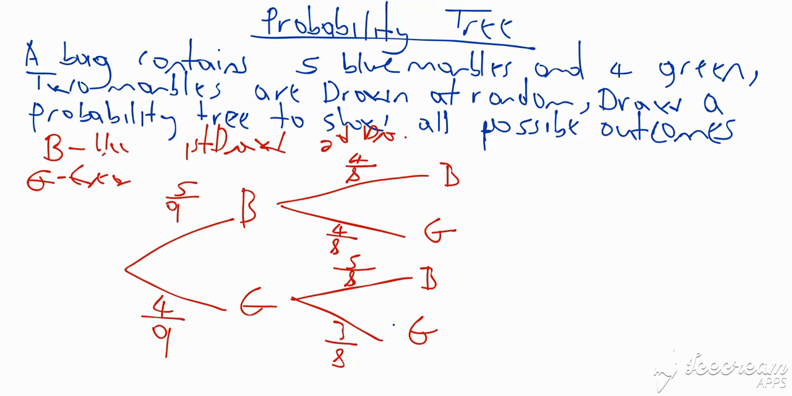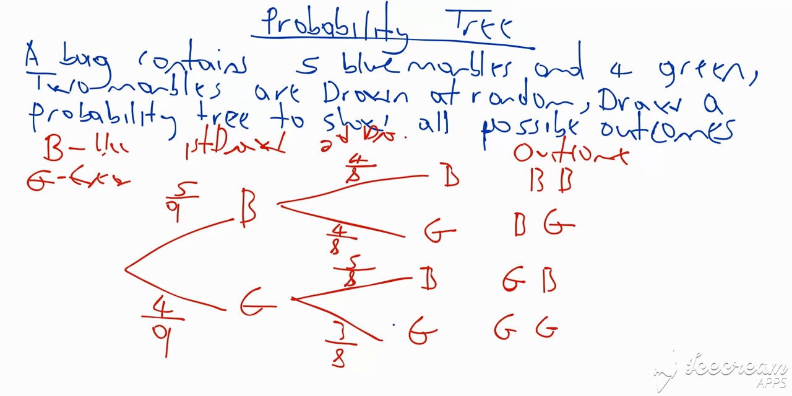We can now look at what we call our outcomes. So my outcome would be, we can get blue and blue if we follow the branches. So blue then blue. We can get blue then green. So if the first was green, we could get green then blue, or we could get green then green. So this shows you all the permutations of the outcomes when this is done.